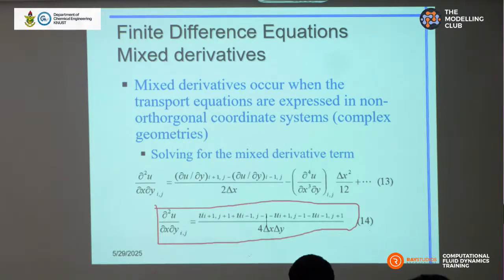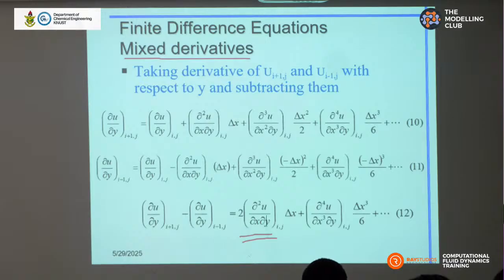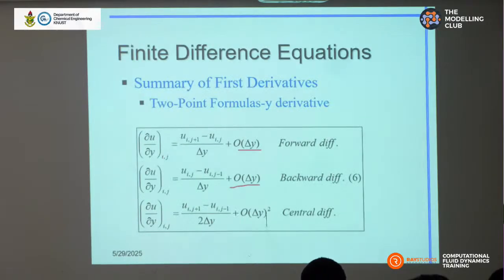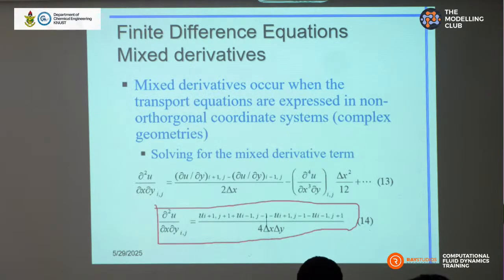But we already know this forward difference term from the first derivative, right? We already know this forward difference equation, and we already know this backward difference equation. So we can now just substitute for this term and substitute for this term, and this will be the resulting equation for this mixed derivative. All right?